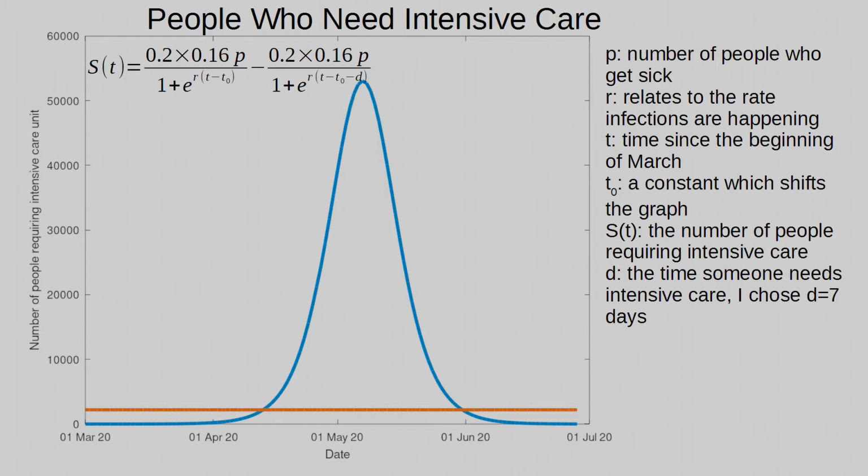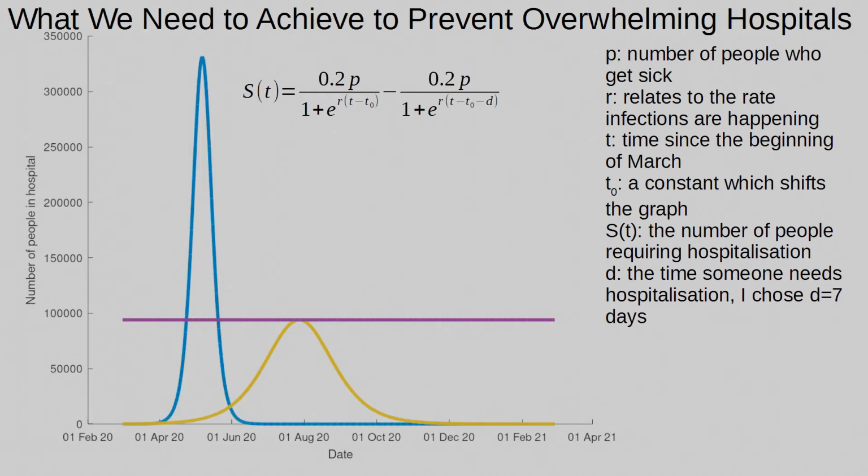Again, I've assumed that the intensive care time would be 7 days. If we intend to flatten the curve, we need to get the rate of infection down so it only doubles every 13 days rather than doubling every 3.5 days as it currently is. The consequence of doing that is that everyone who needs to go to hospital will be able to go to hospital. There are still going to be issues with intensive care.